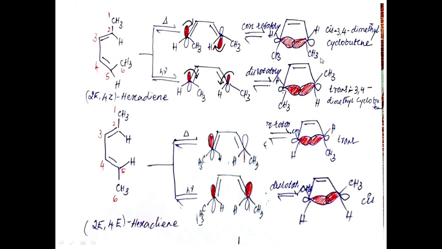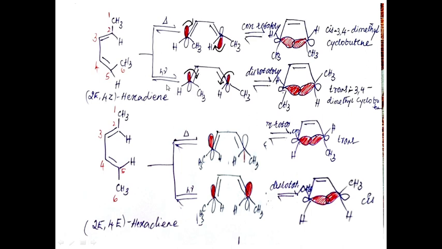So you have two CH3s here below on the same side of the plane. Hence you get a cis product, cis-3,4-dimethyl cyclobutene. This is an electrocyclic reaction where 2 pi bonds are converted into 1 pi bond and 1 pi bond is converted into a sigma bond.